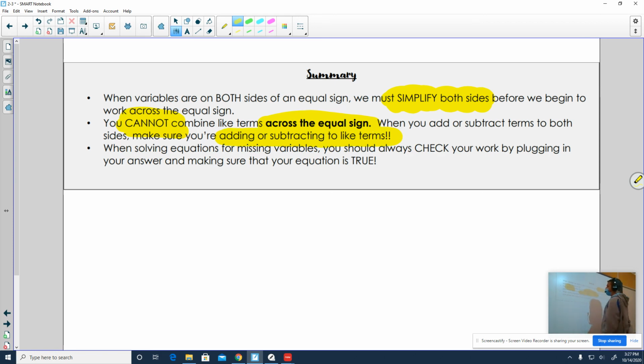If I'm going to add 3x to both sides of an equation, I wouldn't add a 3x to a 3 because they're not like terms. Add it to its like term. If there are no like terms on the other side, you cannot add. And finally, when solving equations for missing variables, you should always check your work. Guys, this is going to be in every summary that you see from here on out involving solving. Check your work by plugging in your answer and making sure that your equation is true.